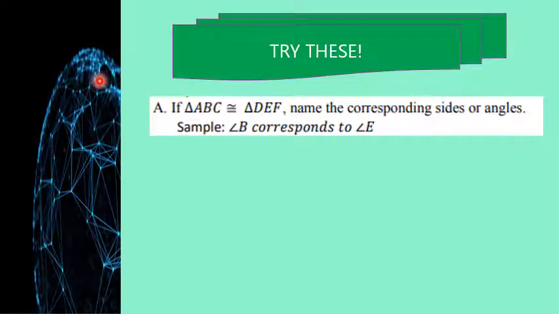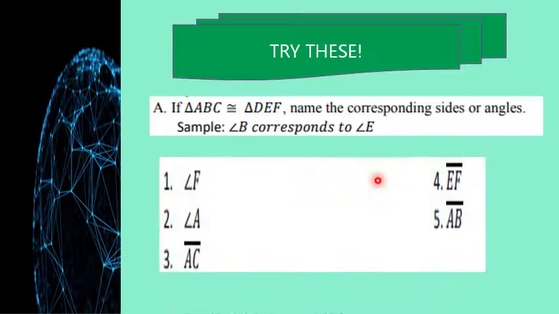Okay, let's try this. Letter A, if triangle ABC is congruent to triangle DFE, name the corresponding sides or angles. Sample, angle B corresponds to angle E. But for this one, we're going to write only the answer. Let's have this one. Number 1 is angle F. Number 2 is angle A. Number 3 is line segment AC. Number 4 is line segment EF. Number 5, line segment AB. Now let's go to number 1 first.